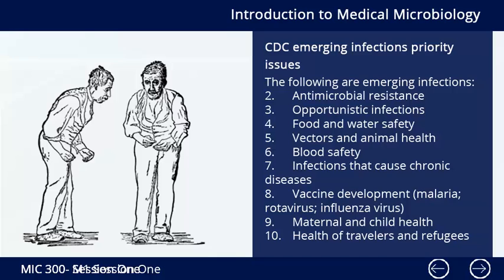CDC Emerging Infectious Priority Issues. The following are emerging infections: antimicrobial resistance, opportunistic infections, food and water safety, vectors and animal health, blood safety, infections that cause chronic disease, vaccine development for malaria, rotavirus, and influenza virus, maternal and child health, lastly, health of travelers and refugees.